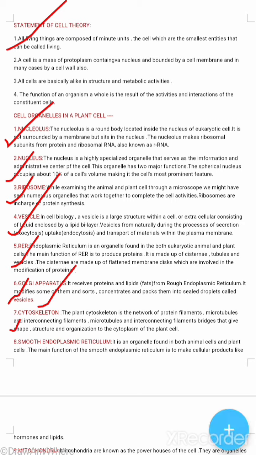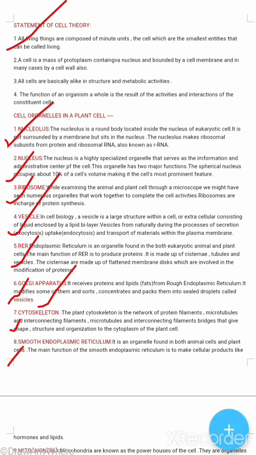Number 7. Cytoskeleton. The plant cytoskeleton is the network of protein filaments, microtubules, and interconnecting filaments. Microtubules and interconnecting filaments are bridges that give structure and organization to the cytoplasm of the plant cell.